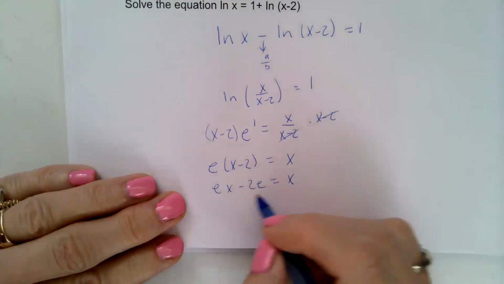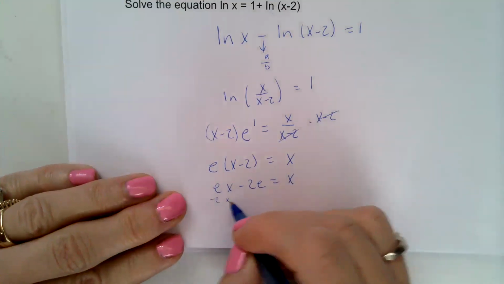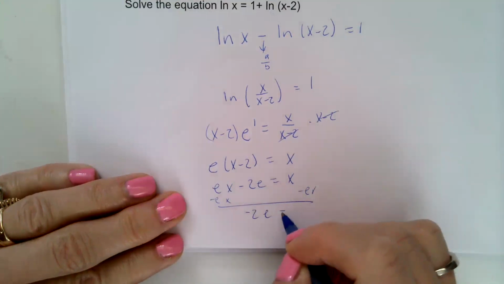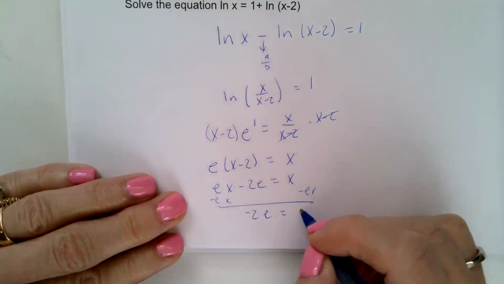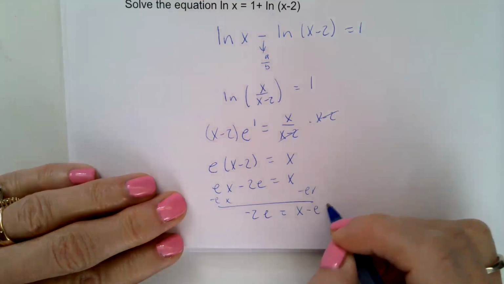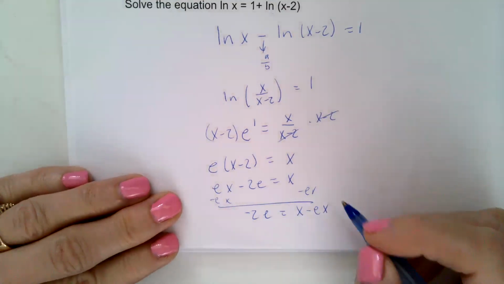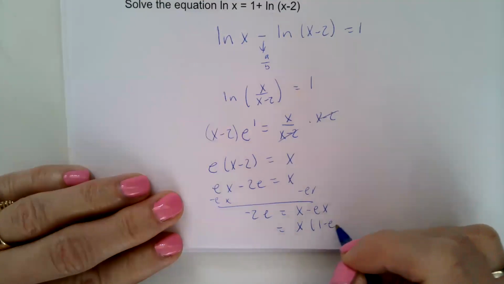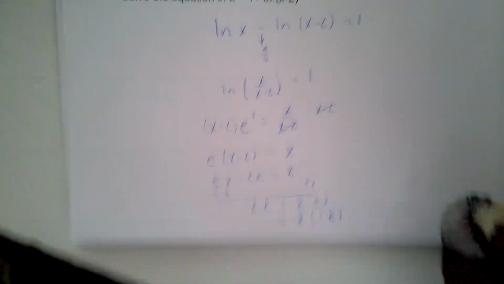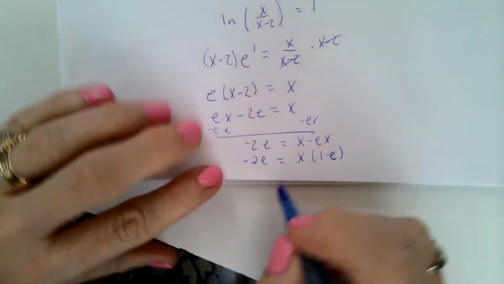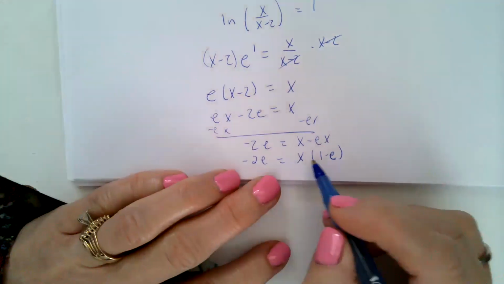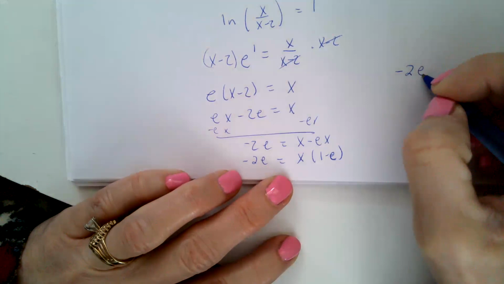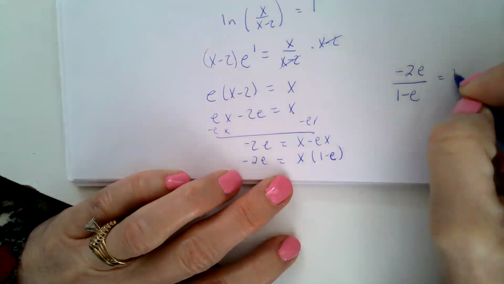And then I'm going to get my x's together. So I'm going to subtract e times x on this side. So it'll be a negative 2e equals x minus ex. And then I'm going to factor the x out. So it's 1 minus e. We'll let the calculator calculate with the e here in a minute. So we have a negative 2e equals x times 1 minus e. So I'm going to divide by 1 minus e. So it's a negative 2e over 1 minus e equals x.